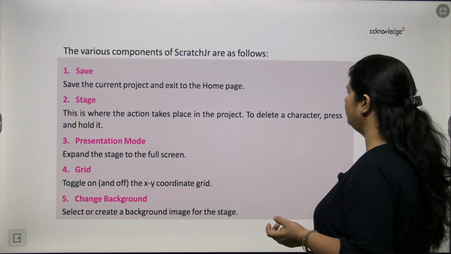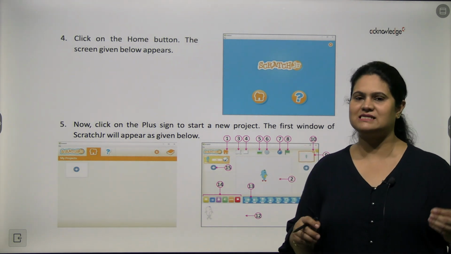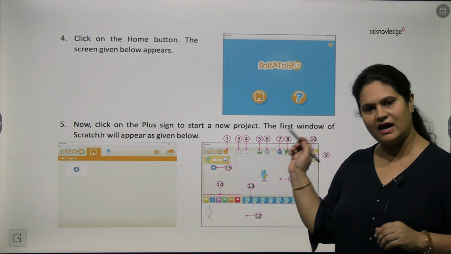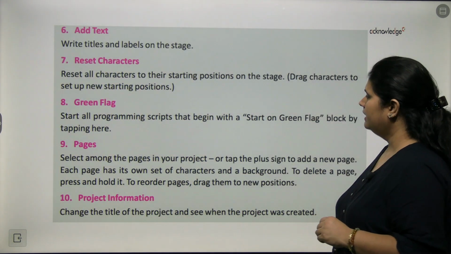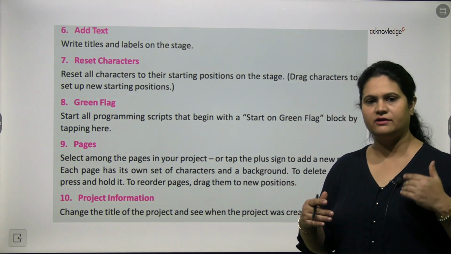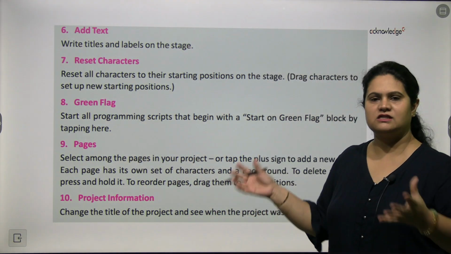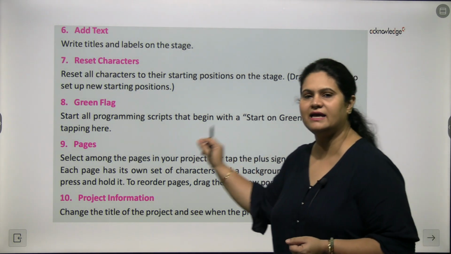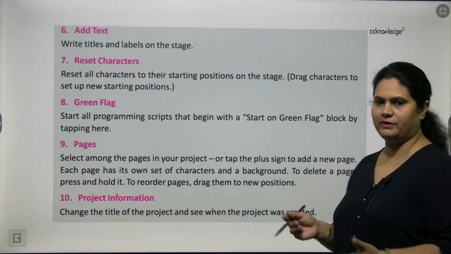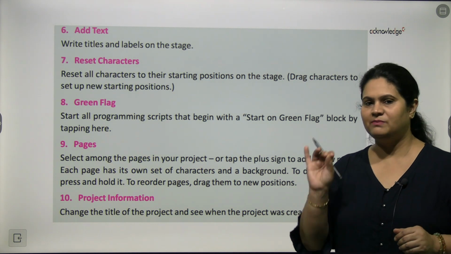Let's see where the green flag is, children. Right here, right? So, your programming script will start to run, will start to execute when you click on this green flag, right? Okay. Now we have pages, right? You can have multiple pages to your project, right? So, you can select among the pages in your project. So, whichever page you want to select, you can select using this pages component. Or tap the plus sign to add a new page. Or if you want to add another page to your project, you can simply press on the plus button.